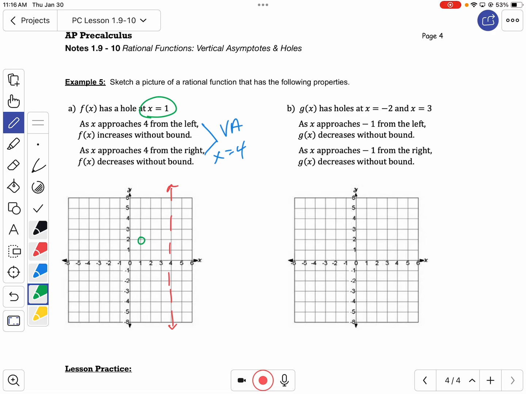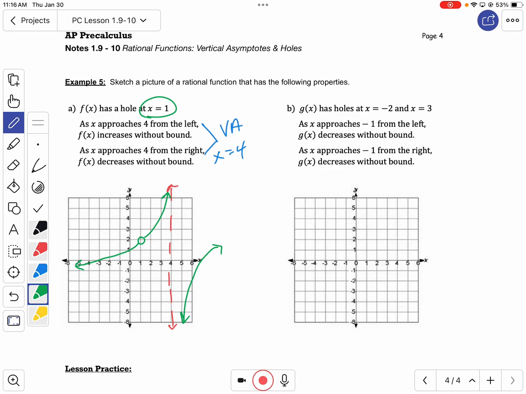Now we want to use the behavior around the asymptote. As this graph approaches the asymptote from the left, it increases. So is it going up or going down? It's going up. So it's going to go up, get close to my asymptote. It's got to do something over here after the hole, so I'm just going to pull it down. Then it tells me as I get close to the asymptote from the right, it's going to do what? It's going to decrease. It's going to go down. So it might look something like that.